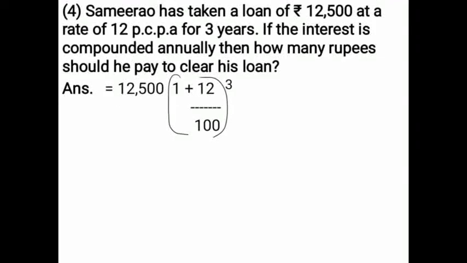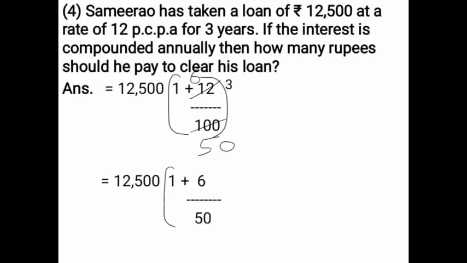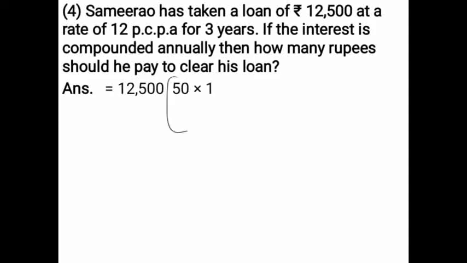Next step, you have to do the cancellation of numerator 12 and denominator 100 in the bracket. Numerator 12 and denominator 100, you have to do the cancellation by tables. 2 6s are 12, 2 50s are 100. That is equal to 12,500 in bracket 1 plus 6 upon 50 raised to 3. Now you have to cross multiply this in bracket. You don't have any denominator here, so take it 1. So you have to write cross multiplication form in the bracket. That is equal to 12,500 in bracket 50 into 1 plus 6 into 1 upon 50 raised to 3.